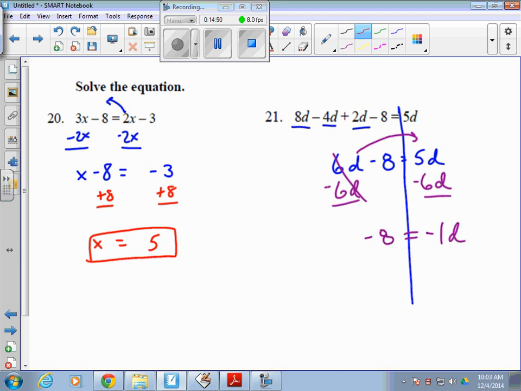Get rid of negative 1 times that by dividing by negative 1. If you do it there, do it here. A negative divided by negative is a positive 8. D is 8.